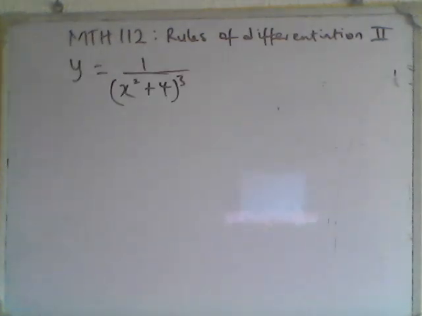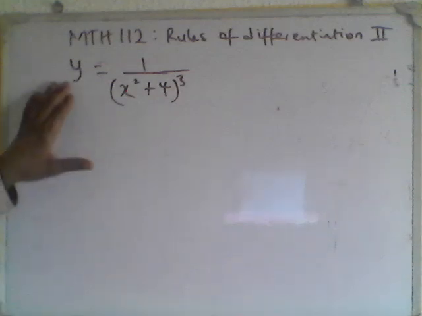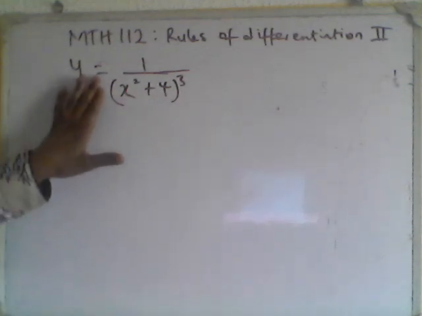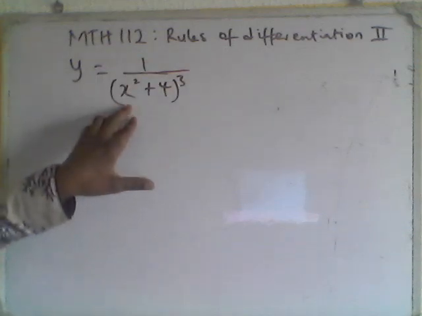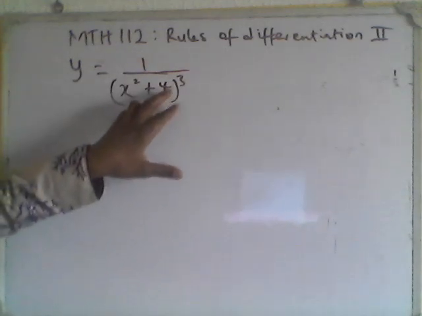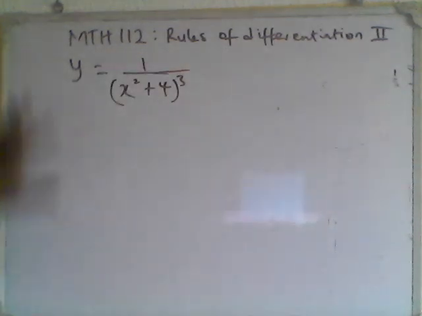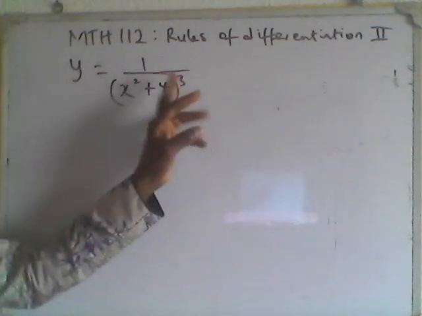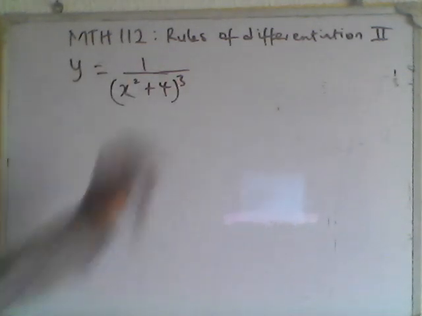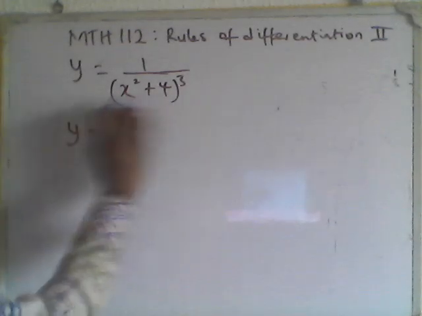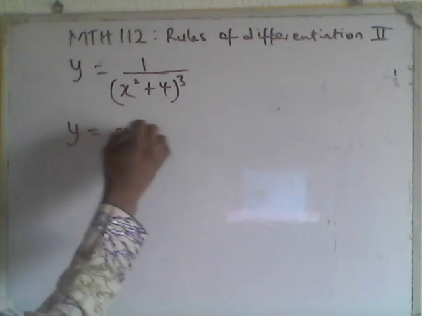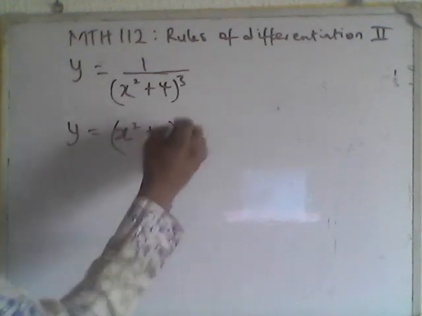So I have this question on the board. It says, let us differentiate y is equals to 1 over, then open brackets, x squared plus 4, close bracket, raised to the power 3. So this is called the chain rule with negative power, because we're going to make this one negative power. But how do we do that? We can write this by saying y is equals to x squared plus 4 all raised to the power minus 3.